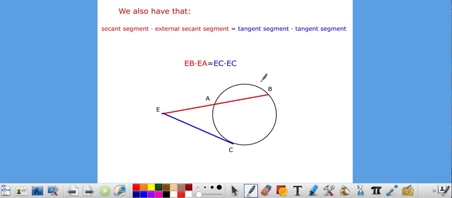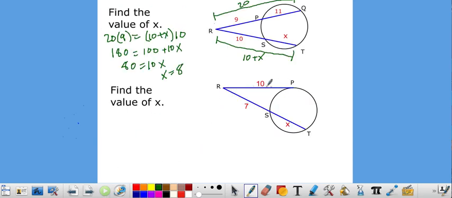Okay, let's look at our third rule, which is very similar to our second rule. If you have one secant segment and one tangent segment, you still do the same thing with the secant segment. You say entire length times the outside piece, but then you just set that equal to the tangent segment squared. So EC times EC. So in our last example here, we take the entire secant segment, which for us is 7 plus x, times the outside piece, just 7, equals the tangent part times the tangent part, 10 times 10.